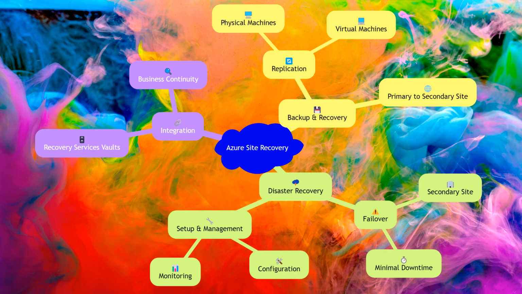This service replicates workloads running on physical and virtual machines from a primary site to a secondary location. In the event of a disaster, you can fail over to the secondary site and continue operations with minimal downtime. This slide will explore how to set up and manage disaster recovery using Azure Site Recovery, highlighting the integration with Recovery Services vaults and the steps to ensure business continuity.